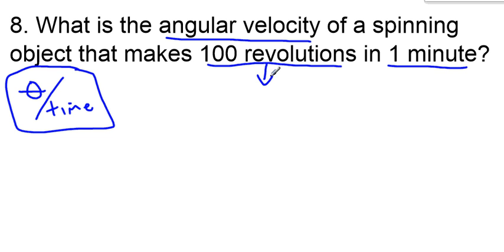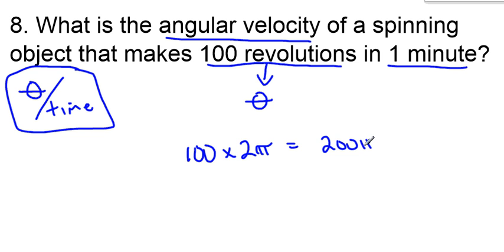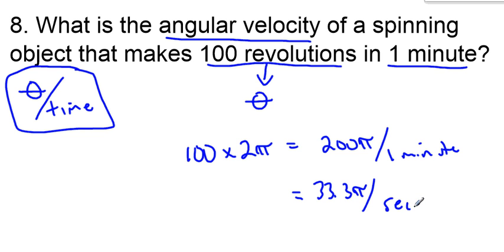So let's turn how many revolutions or rotations into an angle. 100 revolutions is 100 full circles, and every circle is 2 pi. So that is 200 pi in 1 minute. And that is an angular velocity statement. It's 200 pi per minute. Maybe we could reduce it, so let's reduce it to how many it is per second, which is 33.3 pi per second. But that's the angular velocity. So we took full revolutions and turned it into angle.